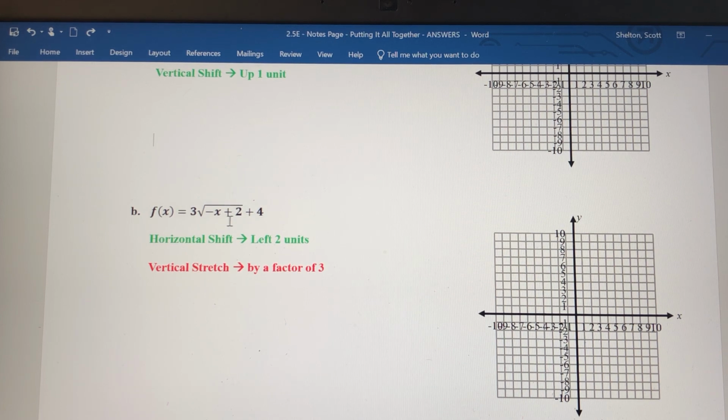Okay. Now, this negative value in here is a y-axis reflection. Okay. And we don't have an x-axis reflection here because this 3 was not negative. Okay, notice there's a positive coefficient of the square root term, so there is no reflection about the x-axis. And then we've got our vertical shift up 4 units. Okay, so horizontal shift left 2, vertical stretch by a factor of 3, a reflection about the y-axis, and then a vertical shift up 4 units.